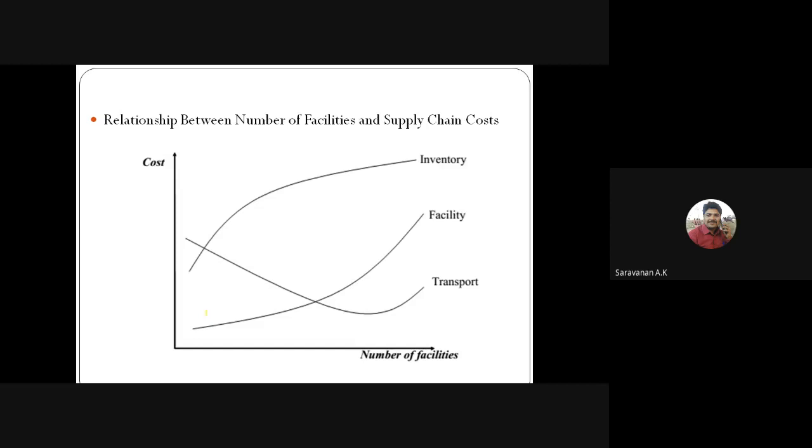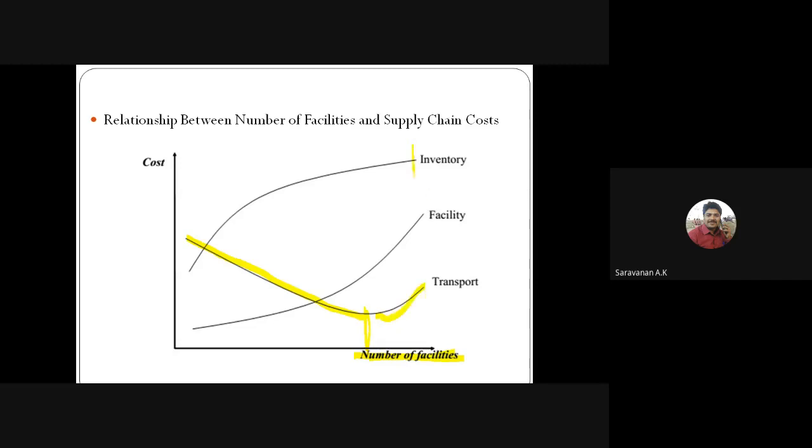Last class we discussed the facilities. If the number of facilities increases, what will happen? The response time will reduce. If the facilities increase, the response time reduces in terms of the service factor. But in terms of the supply chain cost, the overall cost slightly decreases, and beyond a particular point, if we increase the number of facilities, it may increase the total cost.